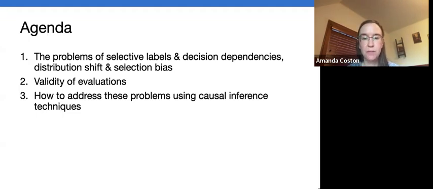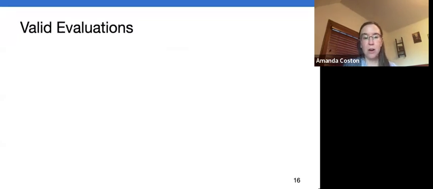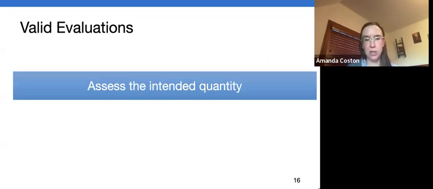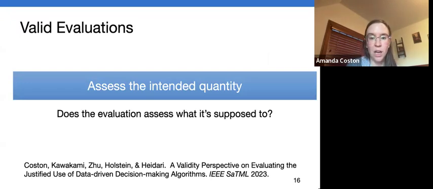Okay, so the agenda for today's talk: we've already kind of done number one, introduced this problem of decision dependencies and selective labels, and also of covariate shift. And then next, we're going to get into how to do valid evaluations when we have these kinds of problems, and think about some of the conceptual ideas around what it means to be a valid evaluation. And then we'll get into the actual statistical techniques for addressing these problems, using techniques that are widely used in causal inference and really helpful for these missing data problems. Okay. So, by valid evaluation, we mean that the evaluation should be assessing the intended quantity. Or more informally, does the evaluation assess what it's supposed to?